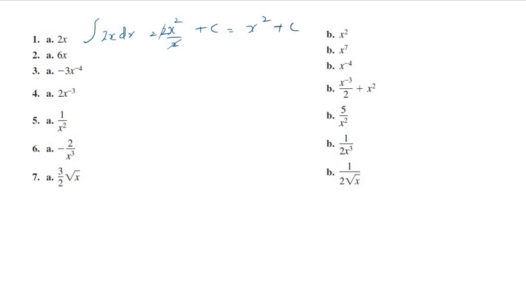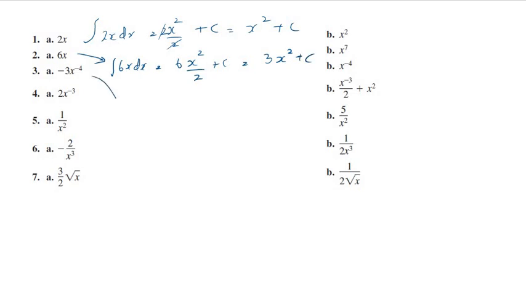So let's look at 6x. I will do it here. Integral sign of 6x dx is equal to, so we add 1 to the power of x, so it's 6x to the power 2 divided by 2 plus c. So that is equal to 3x squared plus c.